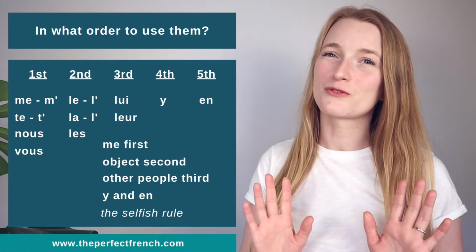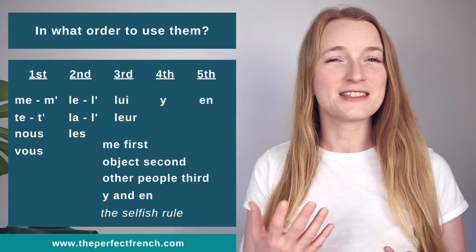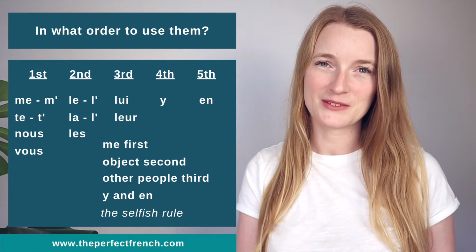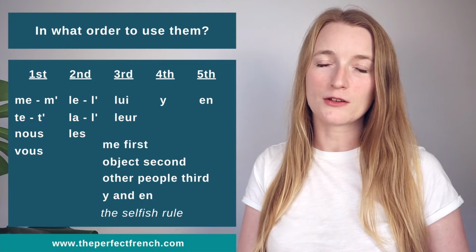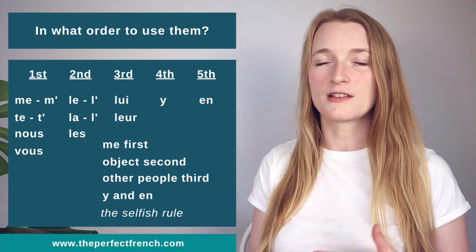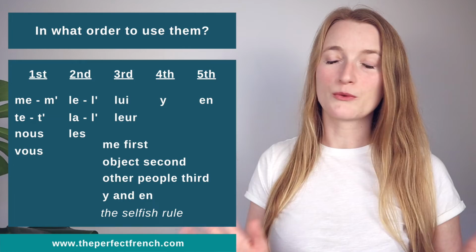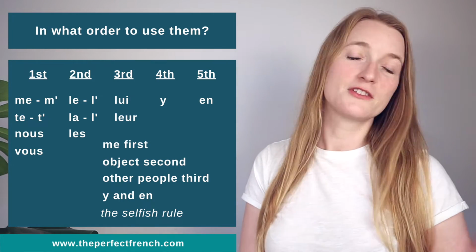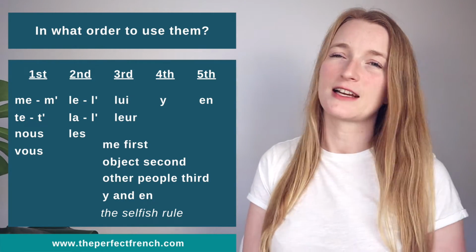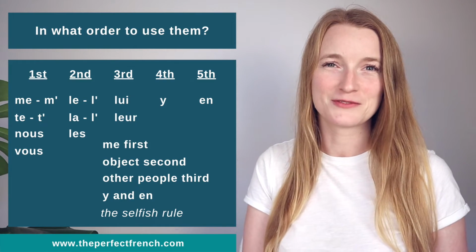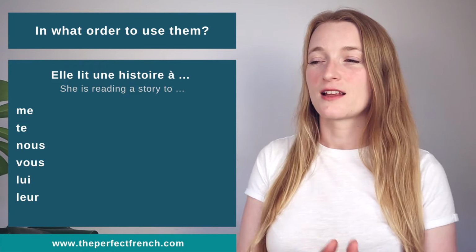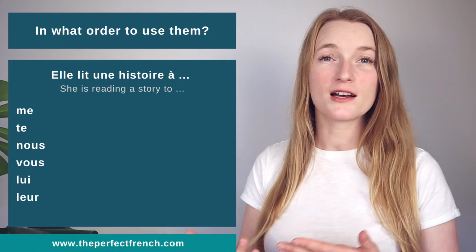Okay? Don't think that you have to use the five in the same sentence, it's not going to happen. Usually we're going to have a direct object and an indirect object together, or we can have an indirect object and en, but you won't have all of them together. If a teacher gives you a sentence like that, that is just mean, because we're never going to use that in real life. So if we look at the sentence, elle lit une histoire à.